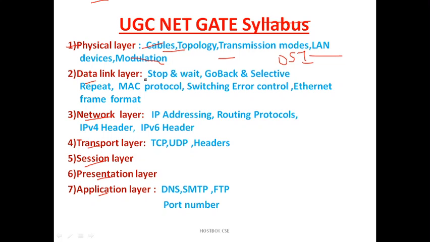The next one is the data link layer. In the data link layer, we are going to cover stop and wait, go back N and selective repeat, then MAC protocol, switching, error control, and at last the Ethernet frame format. You have to remember, from the view of the GATE examination, these topics are a must and important: stop and wait, go back N, selective repeat, and the Ethernet frame format. This is definitely useful for UGC NET too; most of the questions are asked from this area.